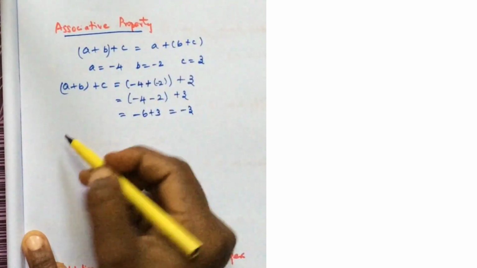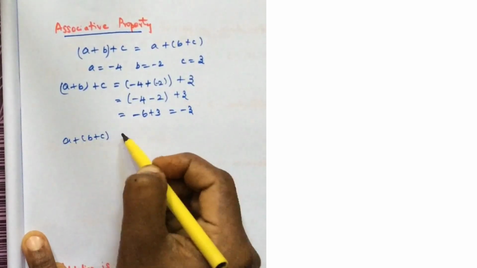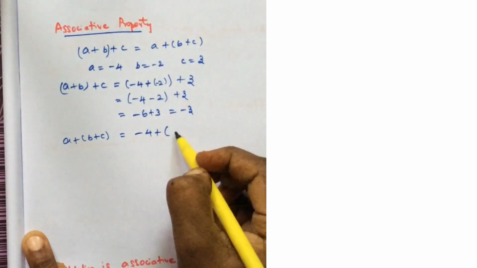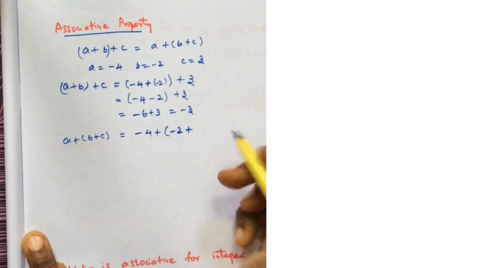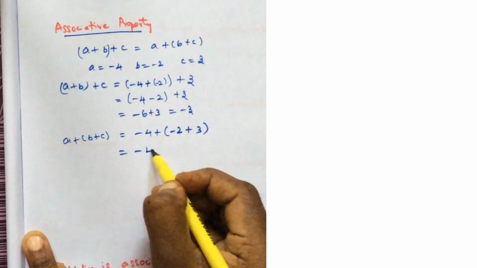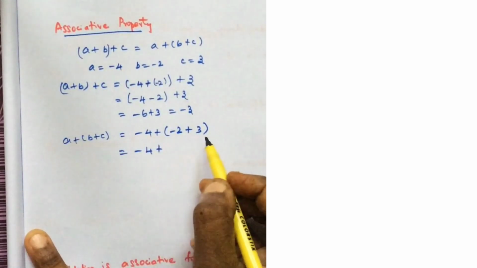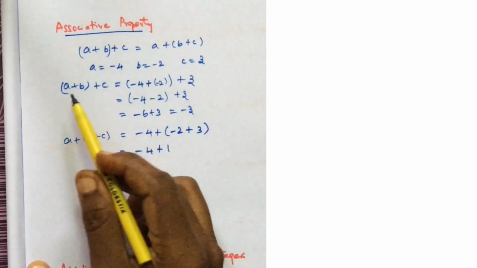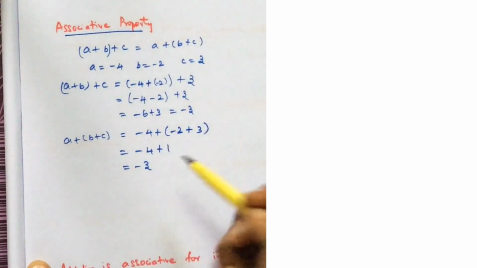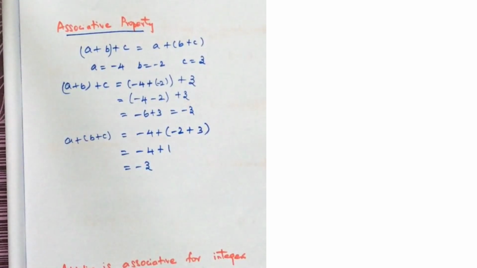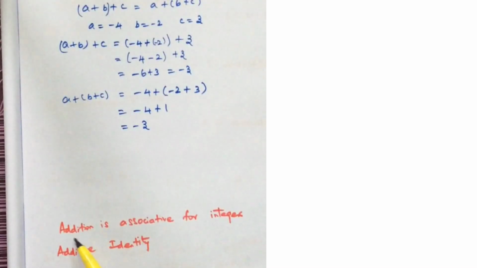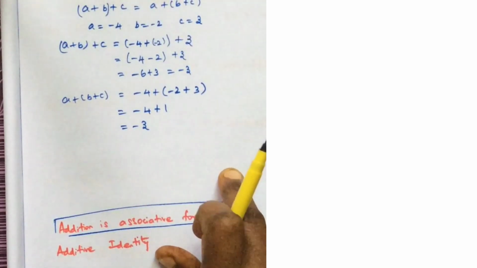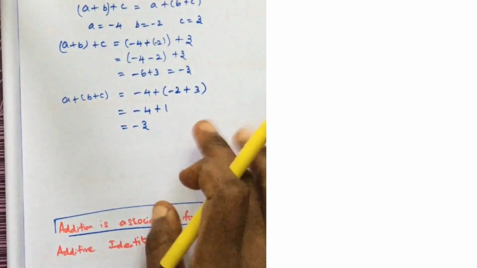Then let me check here. a plus (b plus c) is equal to, what is a? -4 plus, what is b? -2 plus, what is c? 3. That is equal to -4 plus (-2 plus 3). -2 plus 3 is 1, so -4 plus 1 is equal to -3. So you can see here, whether you do it in this order or in this order, both give the same result. Therefore you can say addition is associative for integers. Try one more example. You can put any numbers you want and solve and try it here.